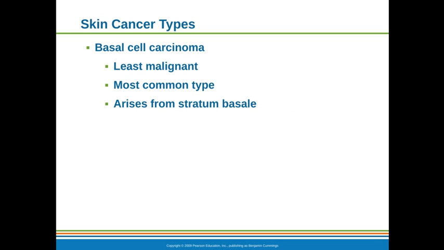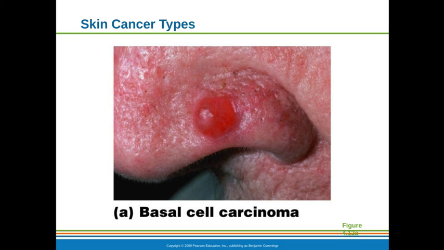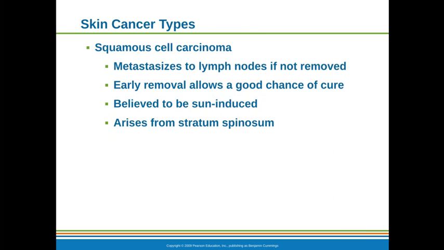So let's start with our basal cell carcinoma. It is the least malignant. It's also the most common type, and it'll arise from the stratum basale layer. Okay, and it forms this reddish, kind of orangish dome that we see. Okay, so this is on the nostril, most likely from sun exposure, prolonged sun exposure, giving rise to that.